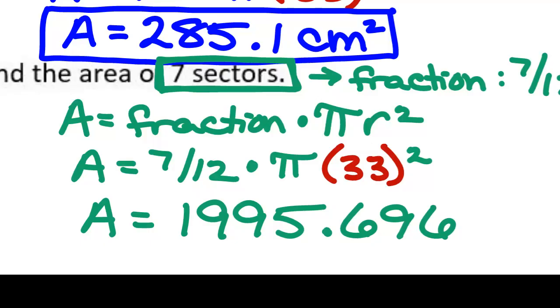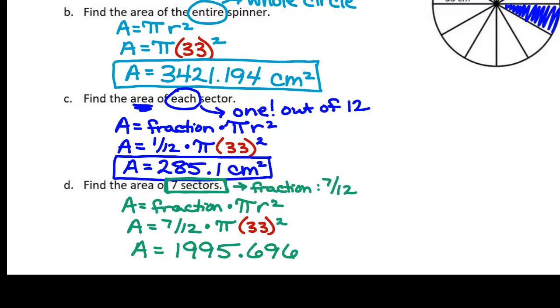Yes, sir. Let me see what it shows. You did times 2 instead of squared. Multiplying by 2 is different than squaring. You've got to use this button here for squaring. All right, and that would be centimeters squared.